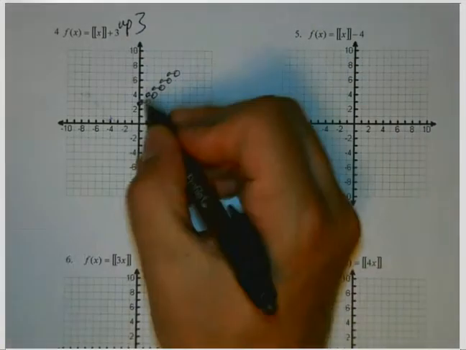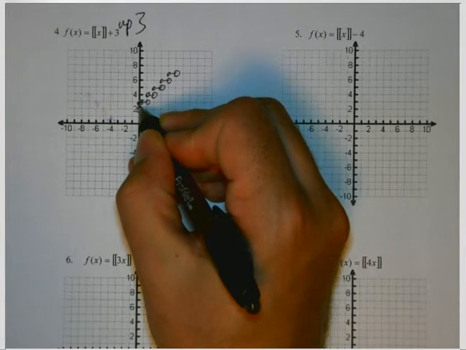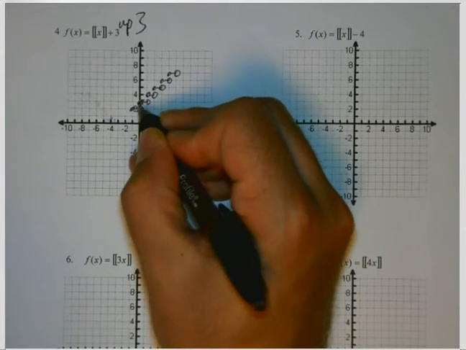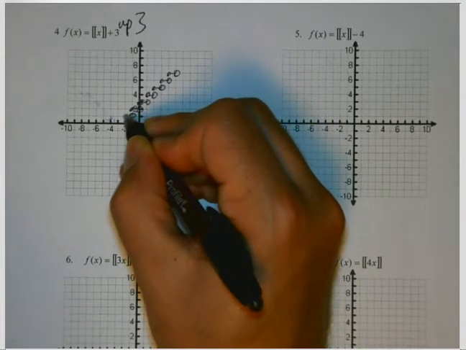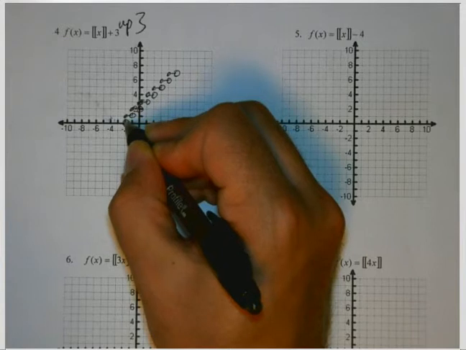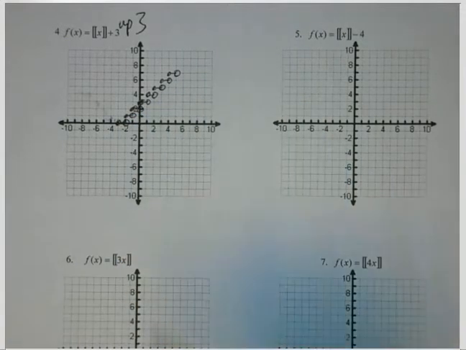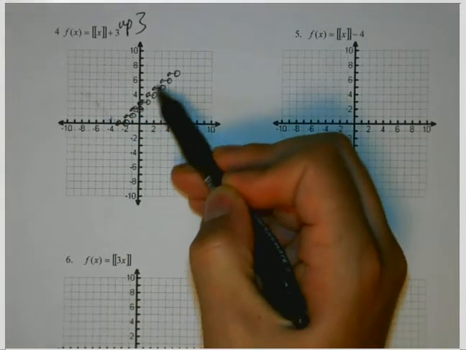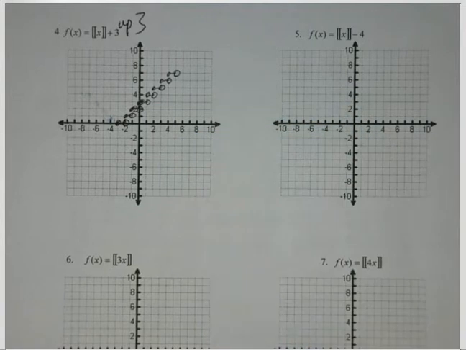Now I can also go open, left, closed, open, left, closed, open, left, closed, because all of my closed dots are going to line up, all of my open dots are going to line up, just like as though I was doing steps, okay?